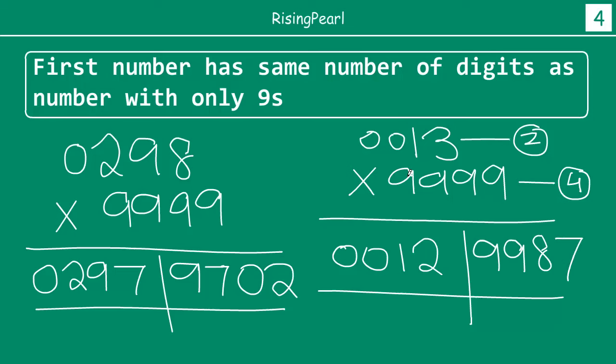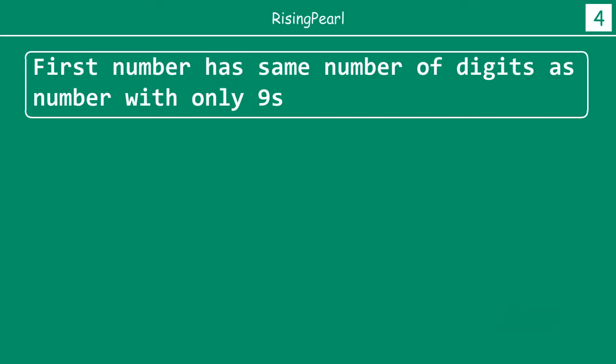So the answer for 13 times 9999 is 129987. So as you can see, it is this first step which is different between the last video and this video, right? This part of adding leading zeros is different, but once we do that, we are doing exactly what we did in the last video. I hope you are able to establish that connection.